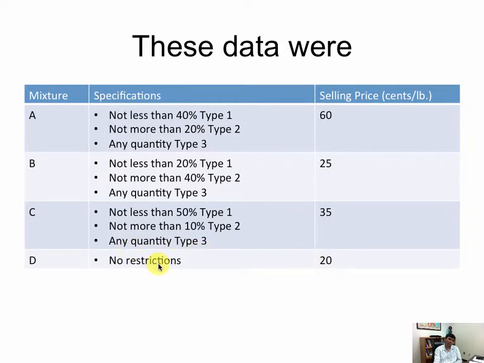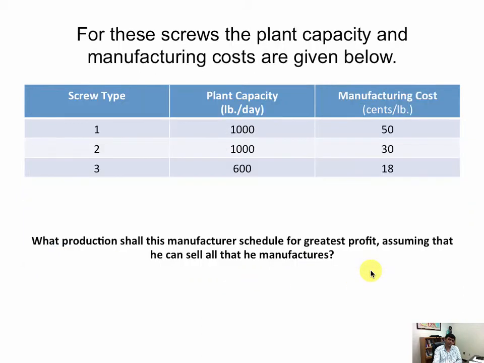And then mixture D is literally no restriction on the mixture types. The selling price was 20 cents per pound. For these screws, the plant capacity and manufacturing costs are given below. So you have screw type 1, 2, and 3 which make the mixture. The plant capacity is in pounds per day. So there are 1,000 pounds per day which can be produced of screw type 1, 1,000 for type 2, 600 for type 3, and the manufacturing cost is 50 cents per pound, 30 cents per pound, and 18 cents per pound for screw type 1, 2, and 3 respectively.